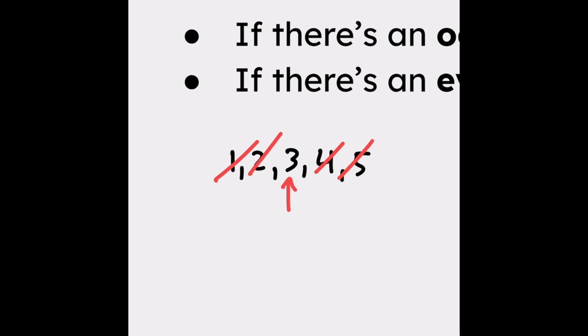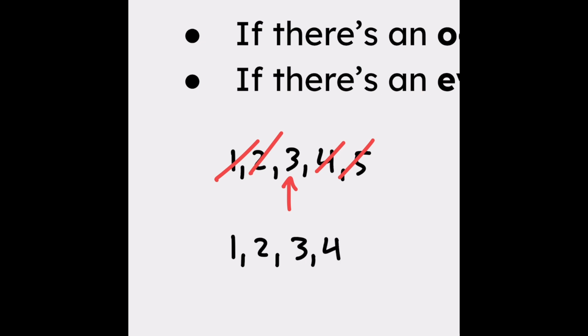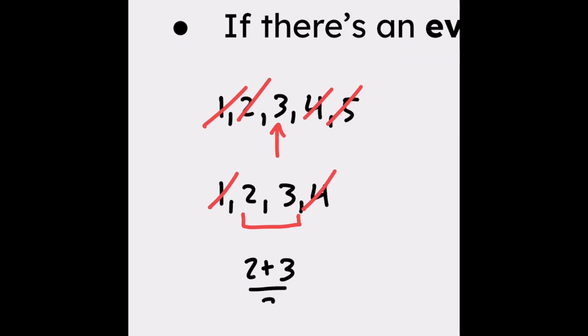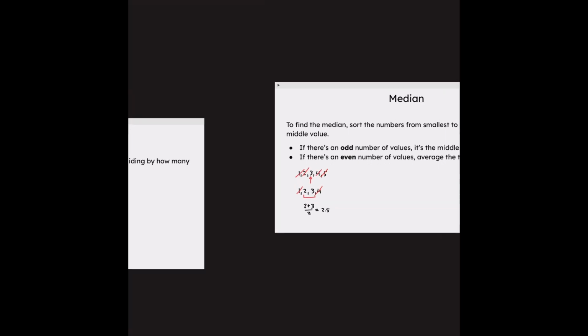That's with an odd number of values, but what if there was an even number of values? So let's say 1, 2, 3, 4. In this case, I have two values in the middle, 2 and 3. So what I would do is find the average of those, 2 plus 3 over 2, which is equal to 2.5. So then that would be my median.